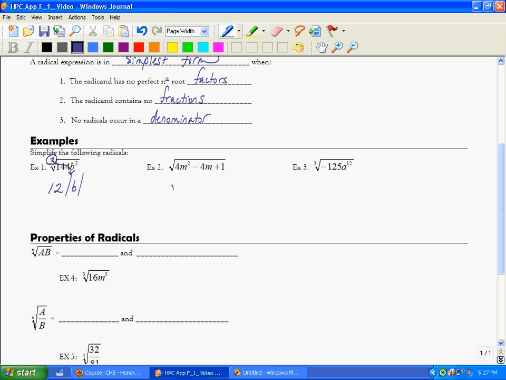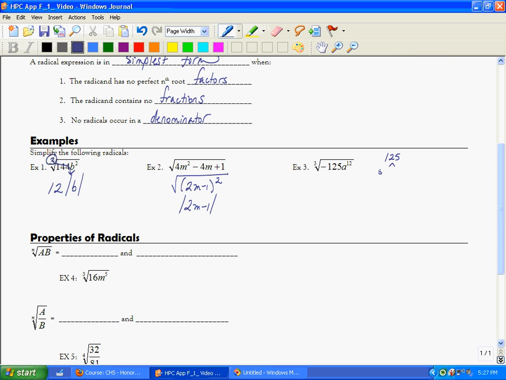And the second one, if you square root this trinomial, factored is 2m minus 1 quantity squared. The square root and the squared will cancel each other off. That leaves you with 2m minus 1. And since, again, this is an even index, that's going to be an absolute value.